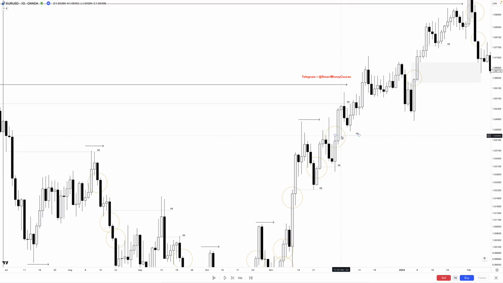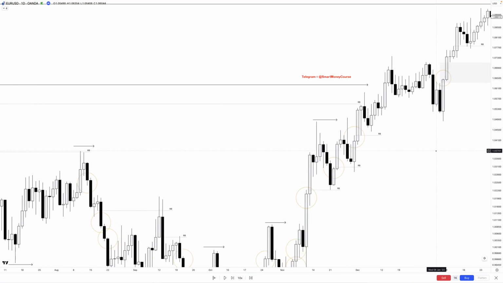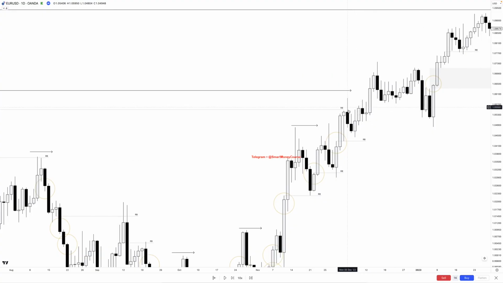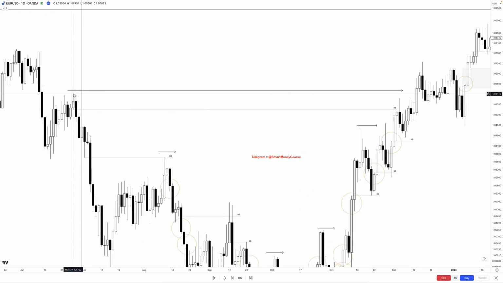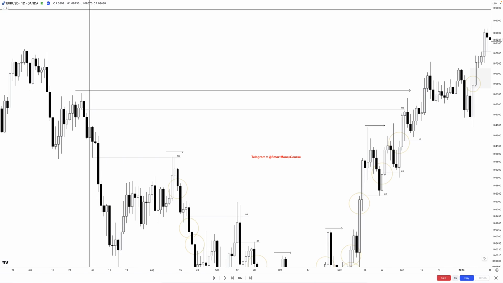Now, there's nothing clear here. There's no clear imbalance. There's no clear sell side taken, which is fine. It's not always going to happen, but 95% of the time it's going to happen. So we see a pullback. Then what do we see? We see momentum heading towards our next area of liquidity, our next draw on liquidity.